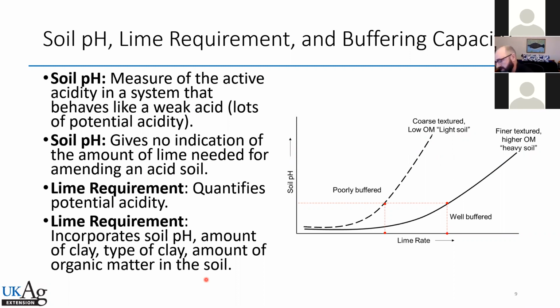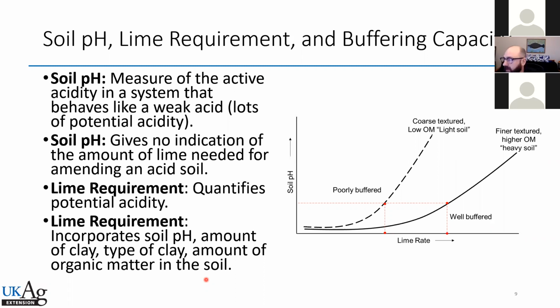Here at the University of Kentucky, we use the Sikora buffer to get the lime requirement, named after our lab director who developed that test, and it's used throughout the Southeast United States, the Sikora buffer. And that tells us how much lime we need. So we have to have those two numbers. We've got to have soil pH, which is the active acidity, and we've got to have the lime requirement.